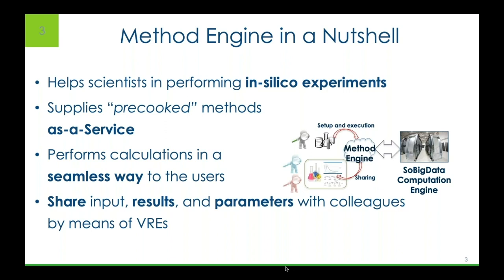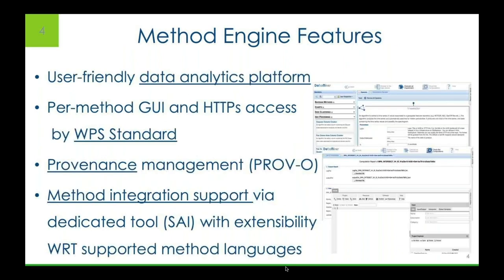So, the method engine in a nutshell. What is it? The method engine helps scientists in performing in silico experiments. It supplies pre-cooked methods as a service, but of course, we will see that you can supply your own method and it will become a service. It allows you to perform calculations in a seamless way. And more important, you can share the input, the results, and the parameters with your colleagues by means of the virtual research environment.